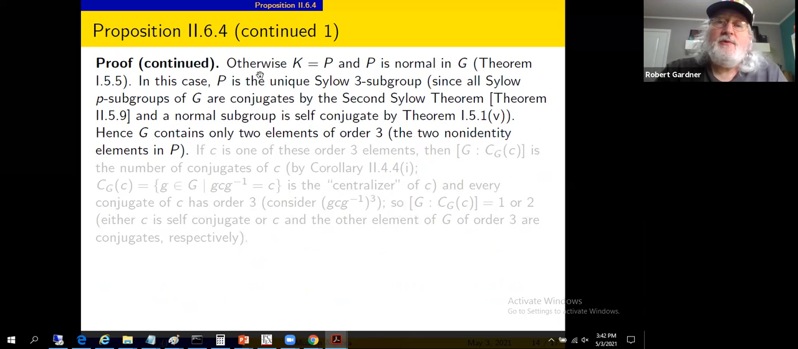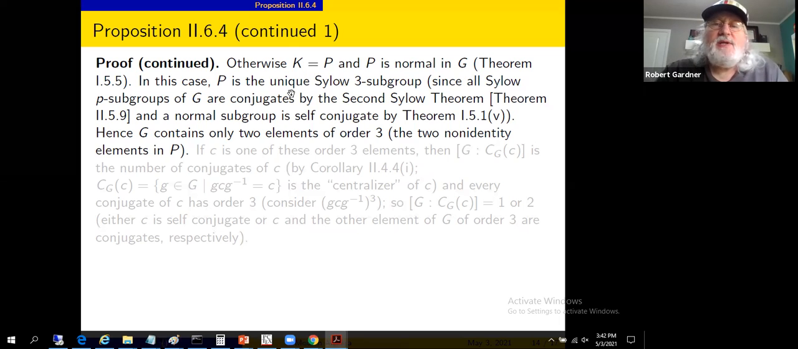So we'll consider the otherwise case, the case in which K equals P itself. In this case, P is a normal subgroup of G. Remember, it was the kernel of a homomorphism. Kernels of homomorphisms are normal subgroups. Theorem 1.5.5 gives us that for the record. So we've got P as a normal subgroup of G under these hypotheses.